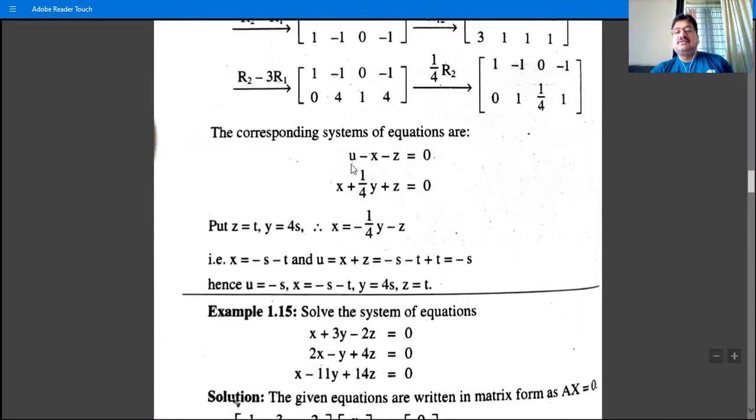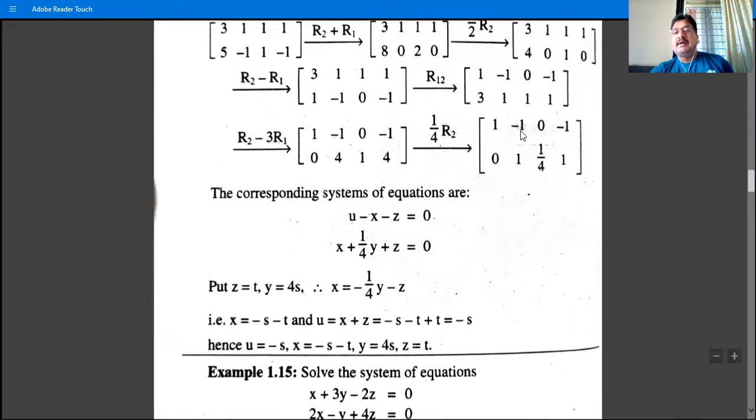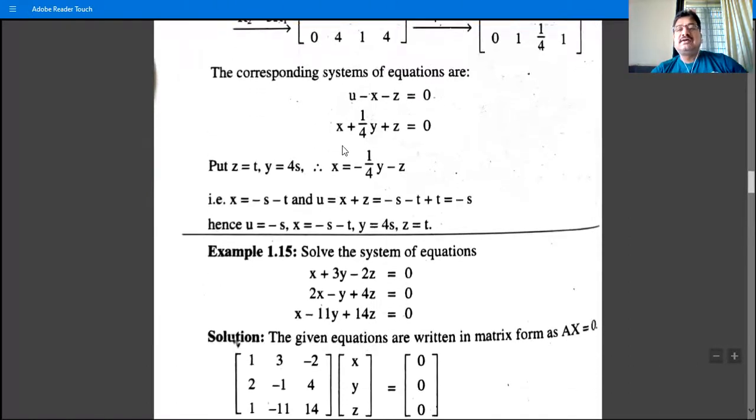So rewrite the equation. After rewriting, u minus x minus z is equal to 0, and x plus 1 by 4 y plus z is equal to 0. If you observe, there are 2 equations and 4 unknowns, so we have to assign 2 unknowns. Suppose we assign z as t and y as 4s, because 1 by 4 is there.